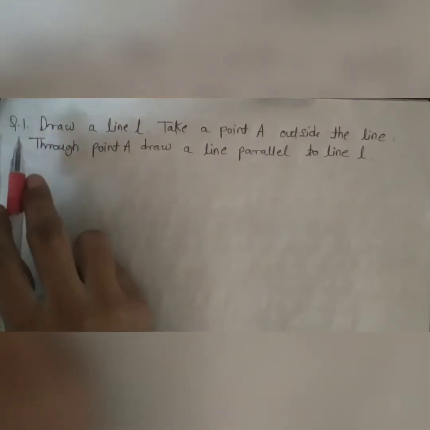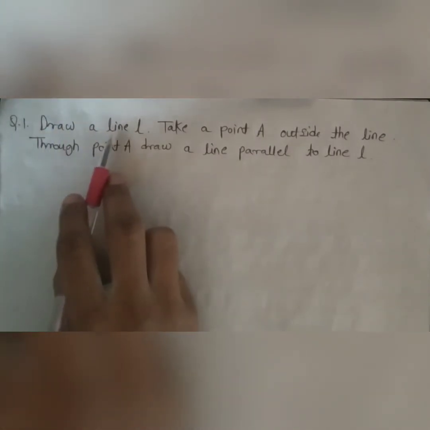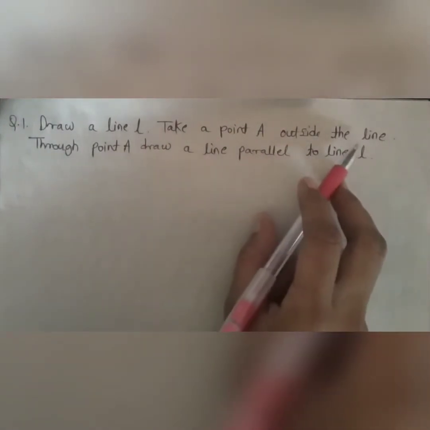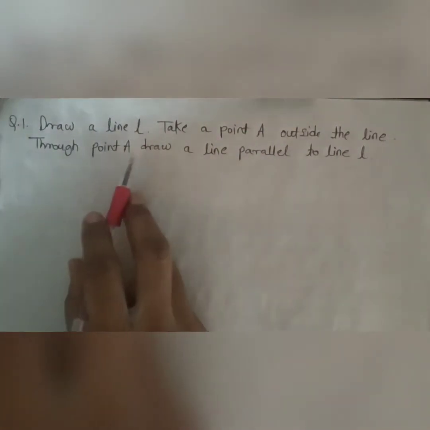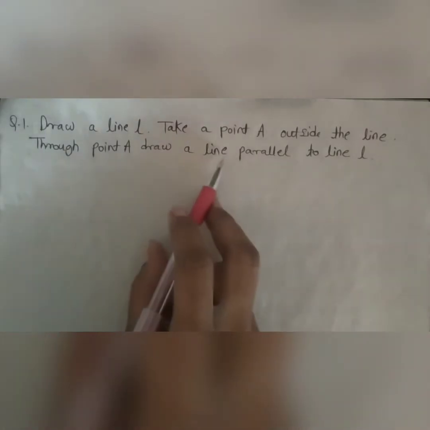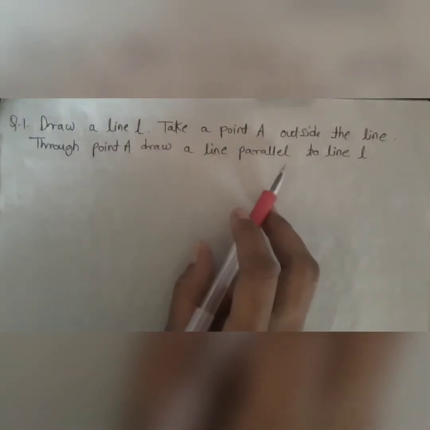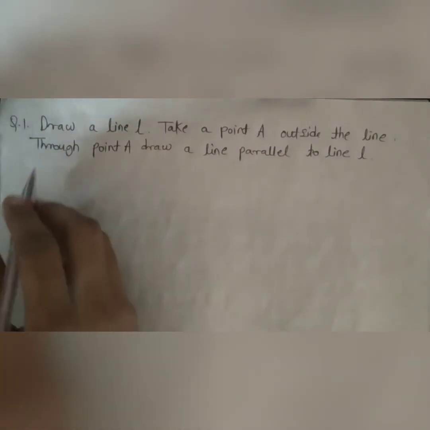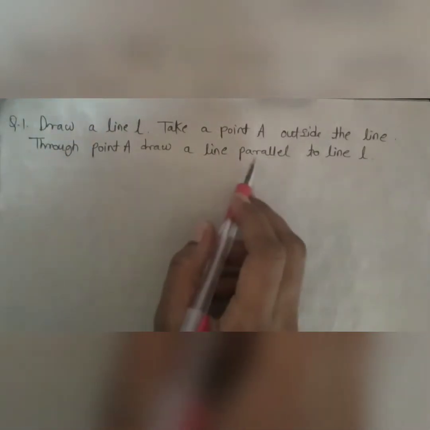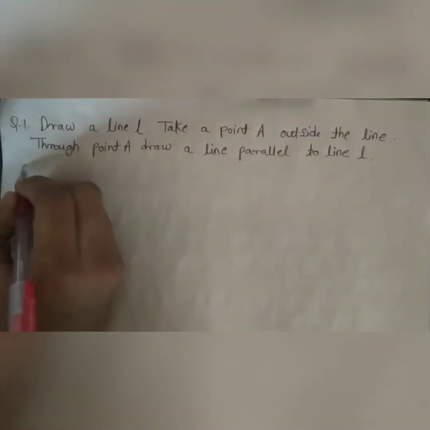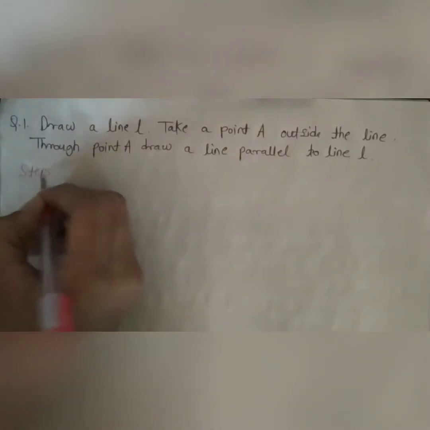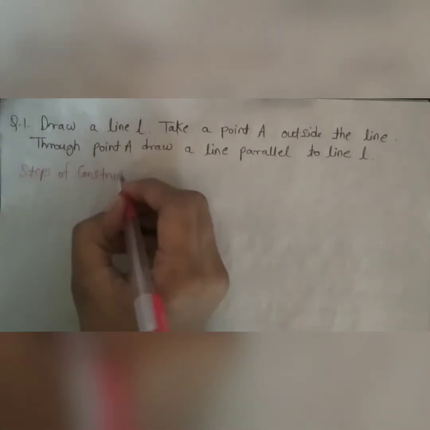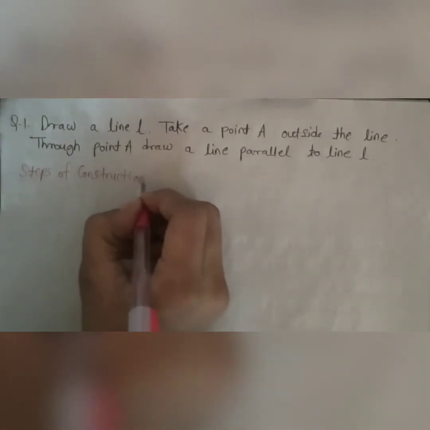Our first question is, take a point A outside the line L. Through point A, draw a line parallel to line L. There are some steps for constructing a parallel line to L. Write down the steps of construction.